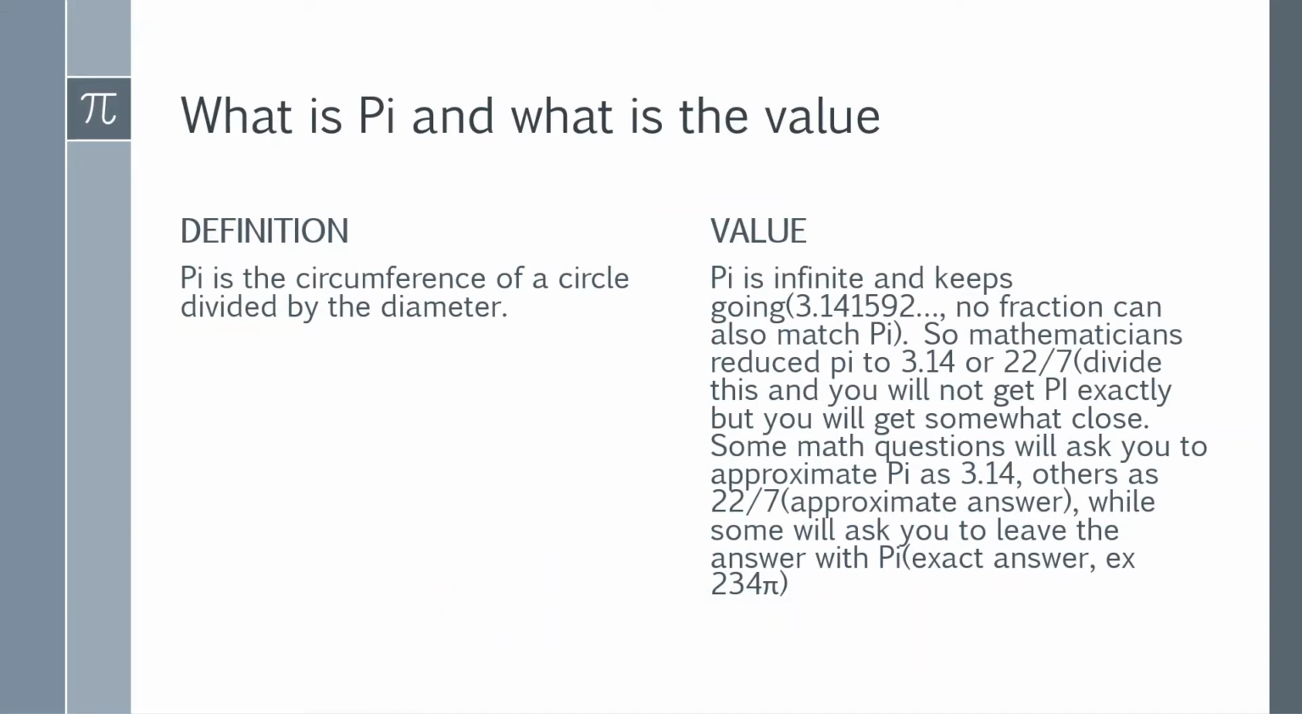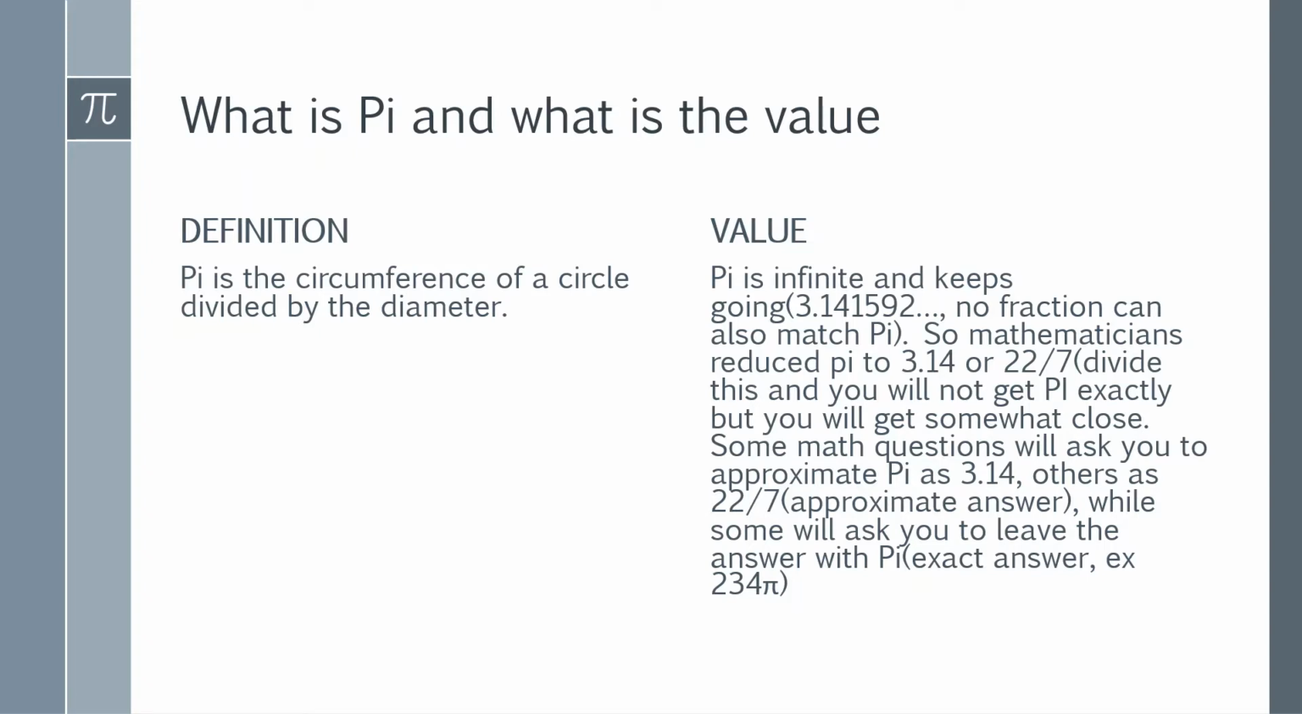So first up, the definition of pi is just the circumference of a circle divided by the diameter. Now the value of pi: pi is infinite and keeps going, so it goes 3.141592 and so on. And there is no fraction that can match pi exactly. So mathematicians reduce pi to 3.14 as a decimal, or 22/7. And if you think this is the exact fraction, if you were to divide this, you would not get pi exactly, but you will get somewhat close.